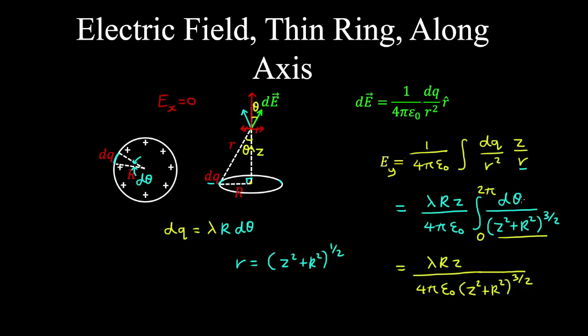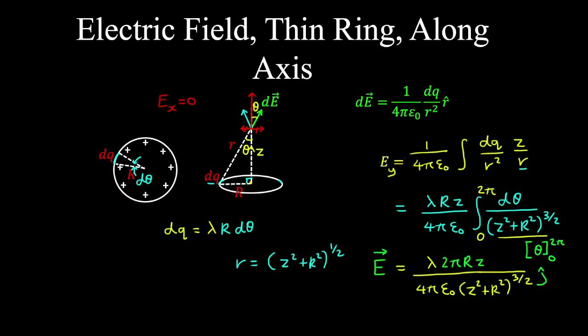So therefore the integral is evaluated to theta from 0 to 2 pi. So therefore we end up with the linear charge density by 2 pi r z. And this is the magnitude of our electric field. And the resulting electric field vector points in the vertical direction.